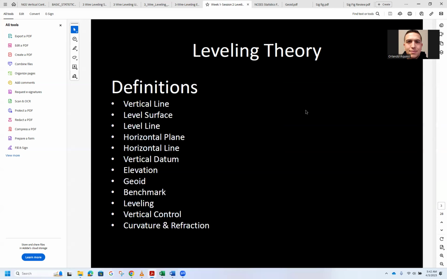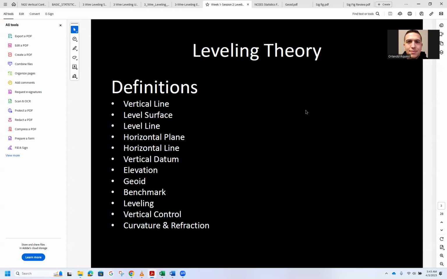So go over some of the definitions here. We have what we call the vertical line. We have a level surface, a level line, a horizontal plane, horizontal line, vertical datum, elevation, geoid, benchmark, leveling, vertical control, curvature and refraction. So there are a lot of different moving parts, and we're just trying to keep it very simple. I'll give you guys the few that we're looking for in this class because we're dealing with plane surveying.